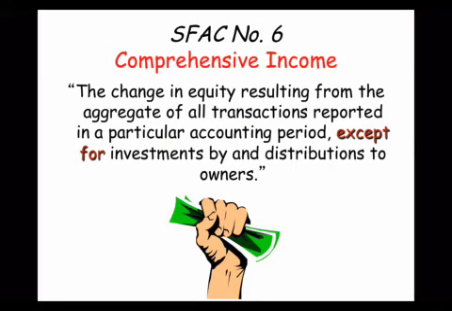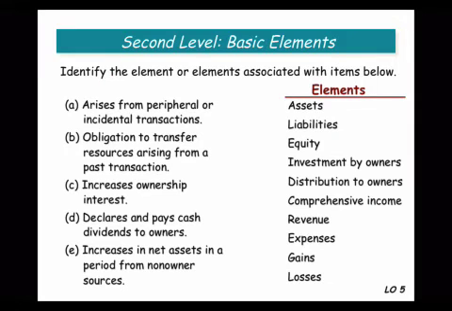Okay, so that's comprehensive income. Let's take a look. This is sort of a walkthrough of some of the elements. We're talking about the second level. The first level was the objective of financial reporting. Then we moved up and we talked about the qualitative characteristics, relevance, representational faithfulness, and the components of those. Now we're talking about the elements.